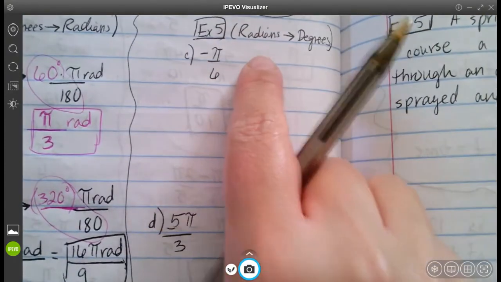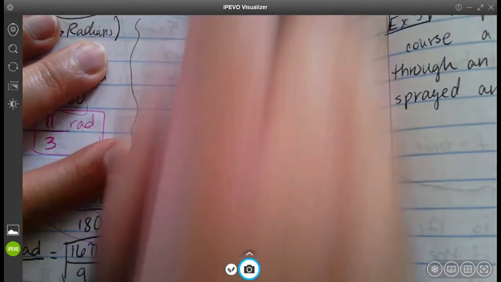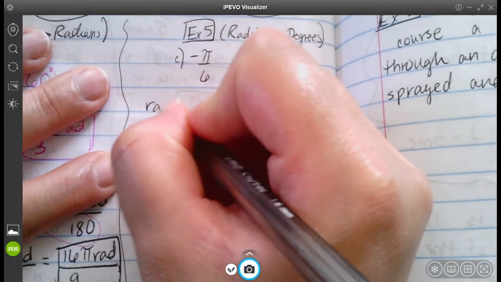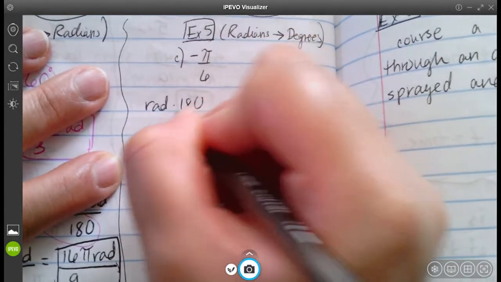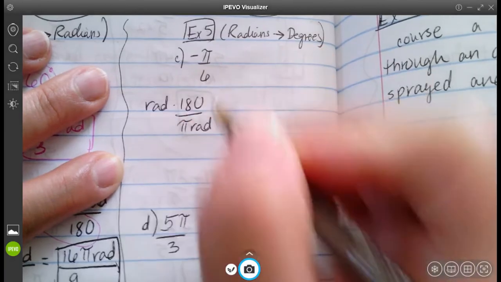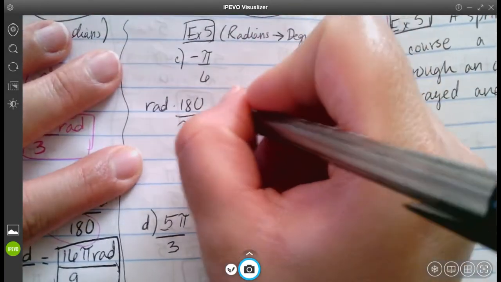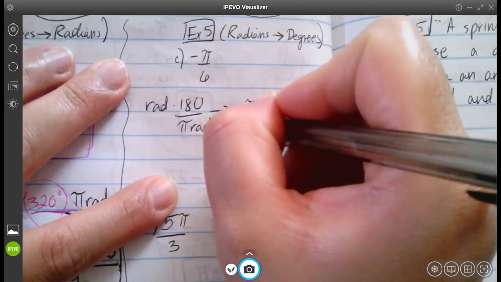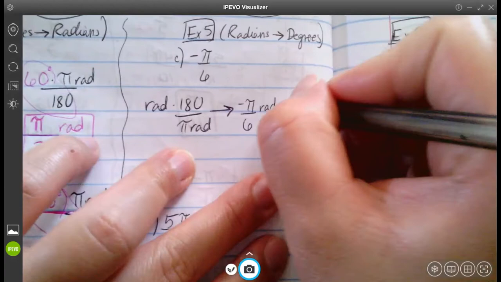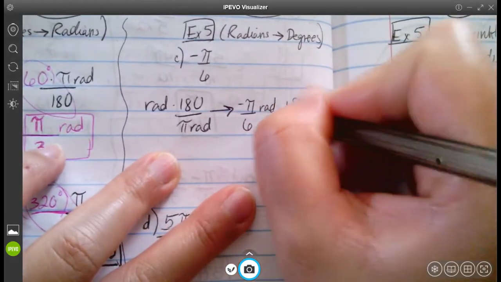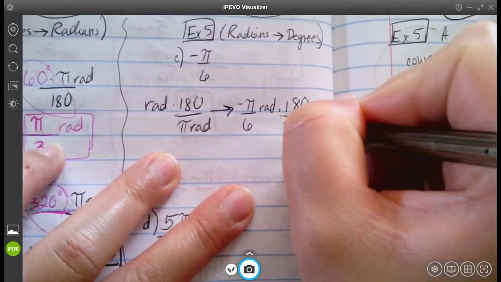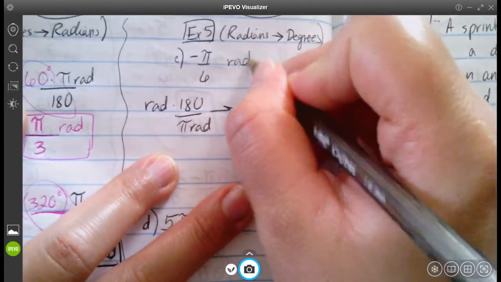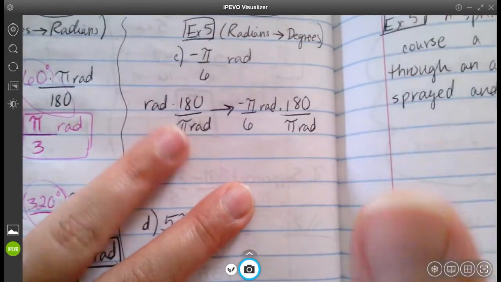Now we're going backwards from radians to degrees, which is what a lot of you are going to want to be doing because I think we're more comfortable with degrees. This one says to do the radians times 180 over pi radians. So it's going to look like the following: negative pi over 6 radians times 180 over pi radians. It doesn't say radians here, but it's implied. If you have a pi, it's going to be in radians, for the most part.